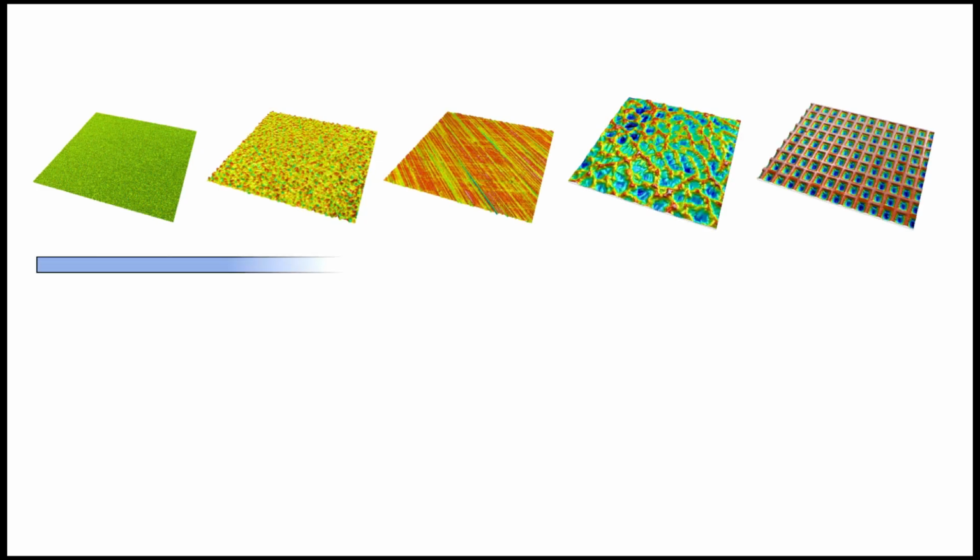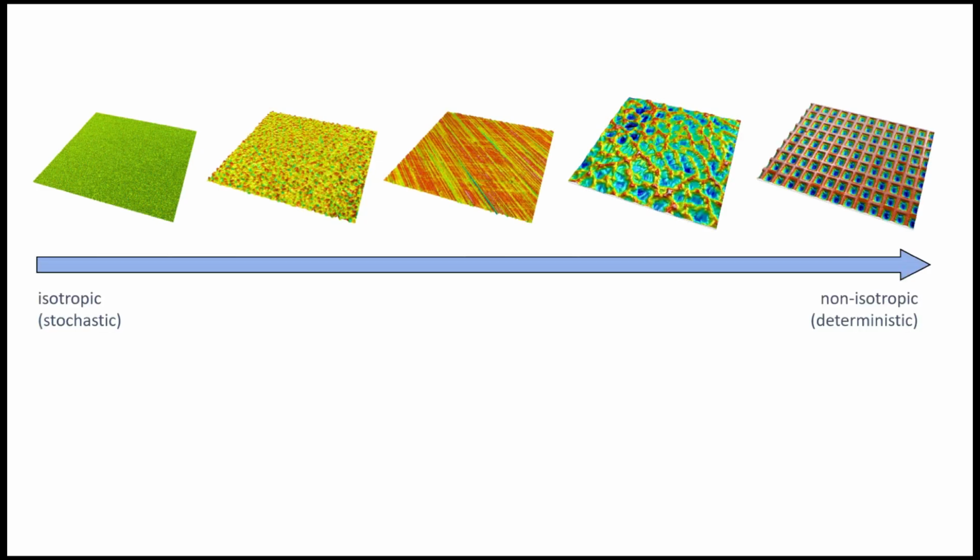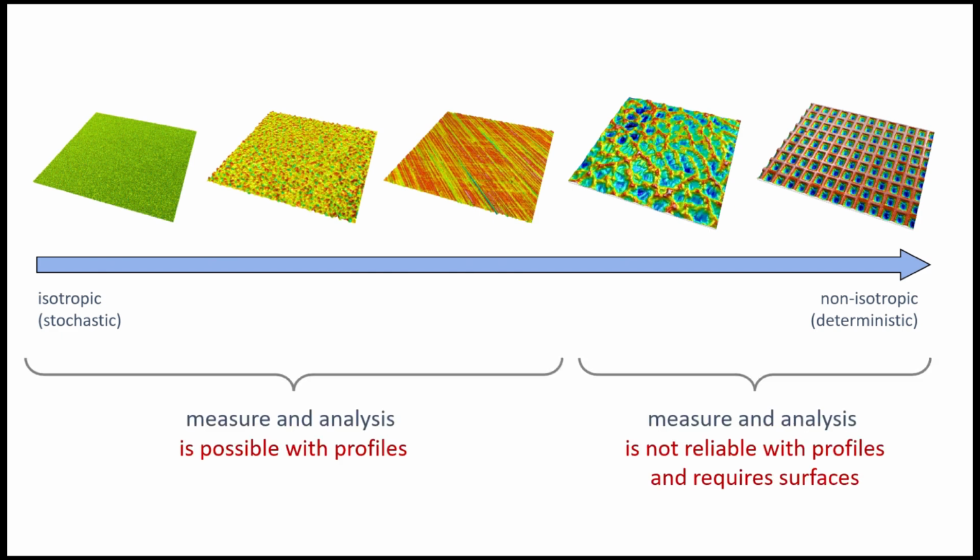We can represent the different kinds of surfaces along an axis ranging from stochastic to deterministic. A stochastic surface is random and isotropic. Its properties are the same in all directions. A deterministic surface, on the other hand, contains geometrical patterns or directionality, making it anisotropic. The more structured the surface, the more complex it becomes. Depending on their position along the complexity axis, some surfaces can be accurately analyzed using profiles, while others require areal measurements.